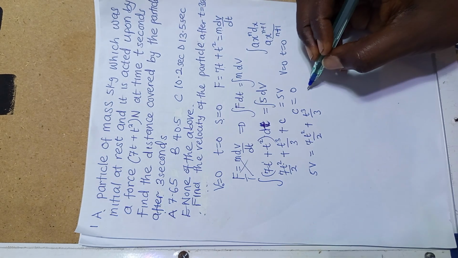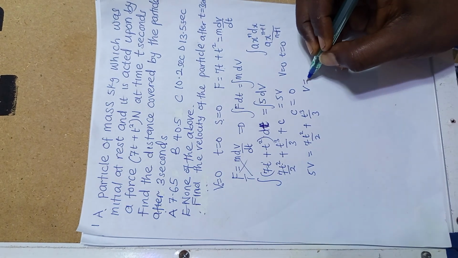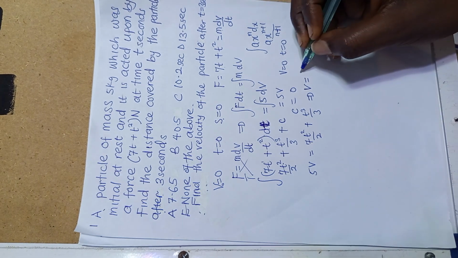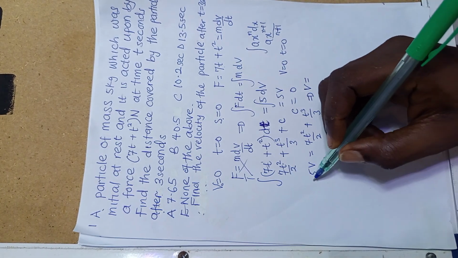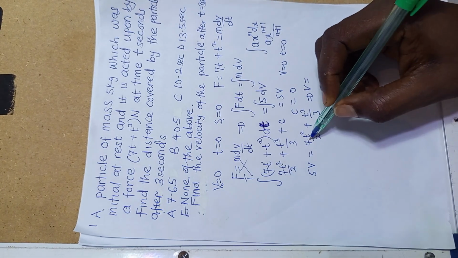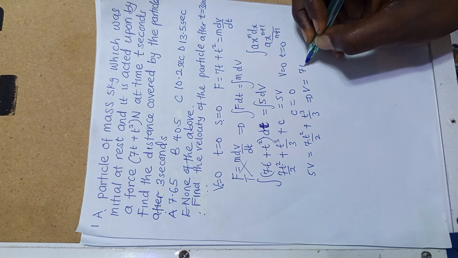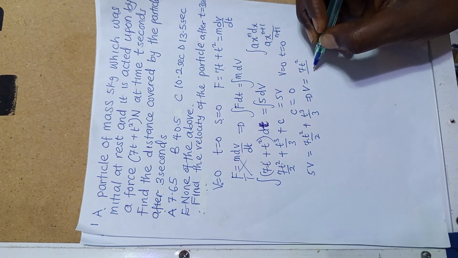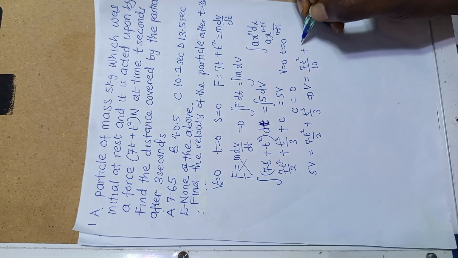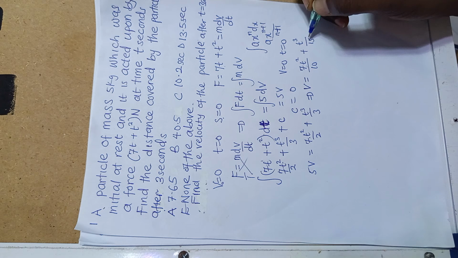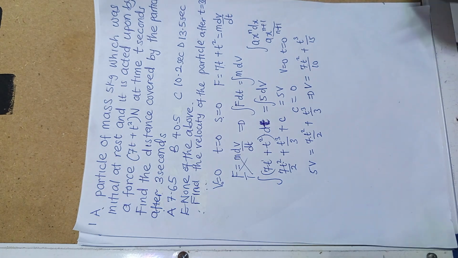Then what do you do? Let's make v the subject of the formula. Multiply both sides by 1 over 5. I want to have v equal to 7t squared over 10 plus t cubed over 15. That's what I want to have.